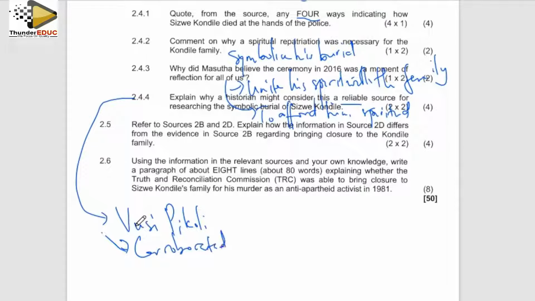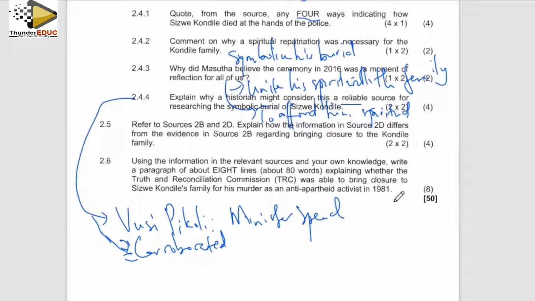It's talking of Vusi Pikoli, and if you've also checked source A, it was also talking of him being involved. And if you check the other sources, they are talking about the TRC report where people are seeking amnesty for the murder of the late Sizwe Kondile. So it can be corroborated with other sources. And also it mentions Pikoli, who is a critical figure in the life of the late Sizwe Kondile, and also the minister's speech. Right.